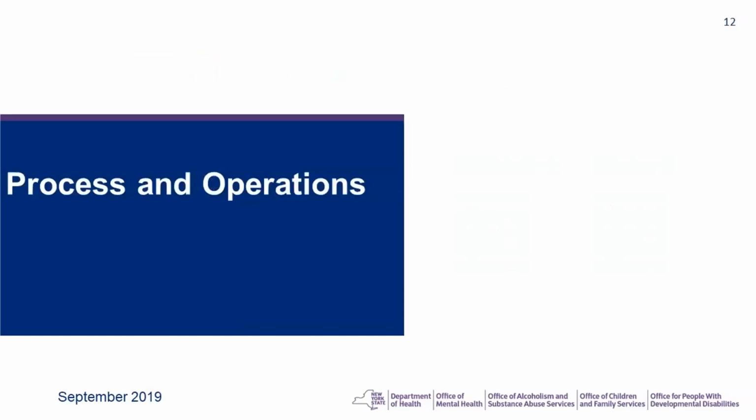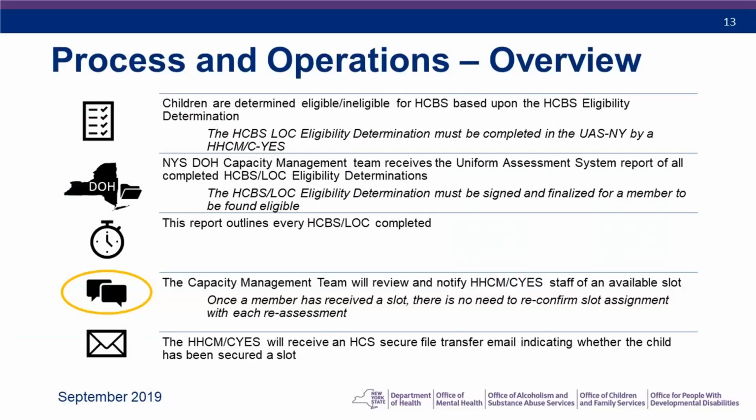Okay, so what I want to talk about is our process and operations, and why we might have some of these unknowns. It's about communication. So this is very important how we proceed here. This is just really an overview: a child is determined eligible, and then capacity management is monitoring that on a daily basis, and we then assign a slot to that child, and there is communication with the health home care manager in CS regarding that that child has a slot.